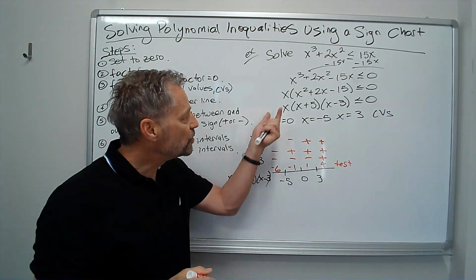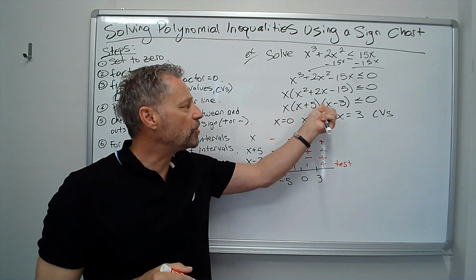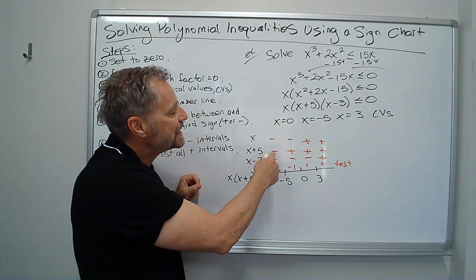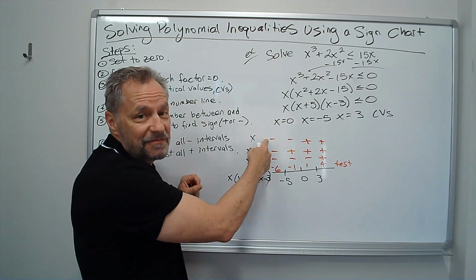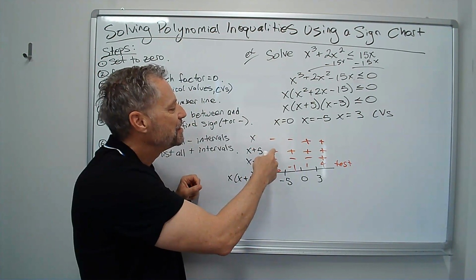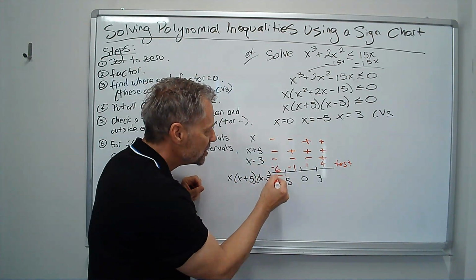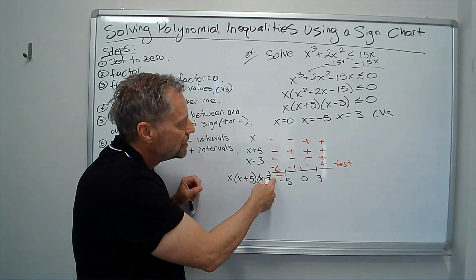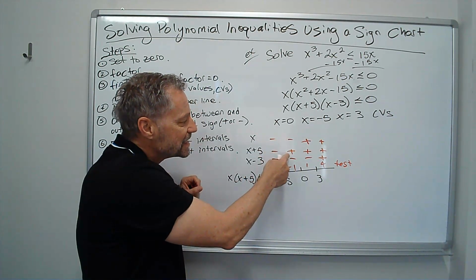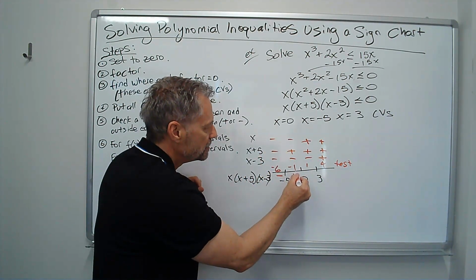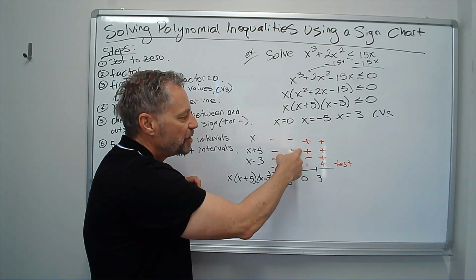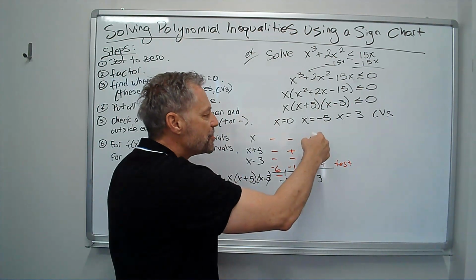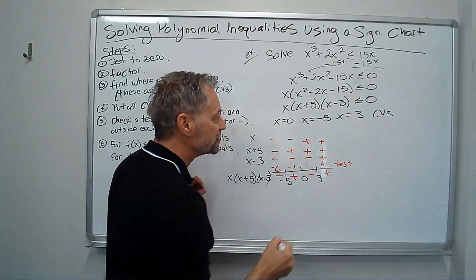And now, remember, I want the product of all these multiplied together. Well, a negative times a negative is a positive, but times another negative is a negative. So my product of all three of these signs is going to be negative. Next, negative times positive is negative, times another negative is positive. Positive times positive is positive, times another negative is negative. And then 3 positives multiplied together is positive.